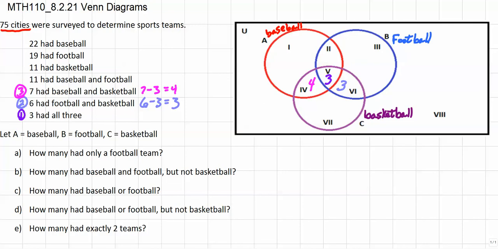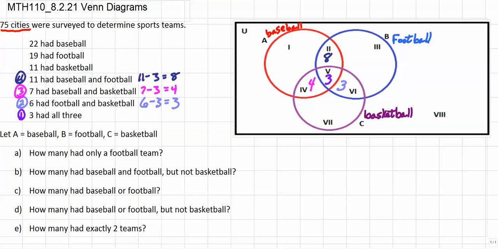So next we go up one more. And we look at the statement 11 had baseball and football teams. That's going to be this intersection right in here. But once again, we have 3 of those accounted for, so 11 minus 3 will be equal to 8, and I will place the number 8 right here in region Roman numeral 2.